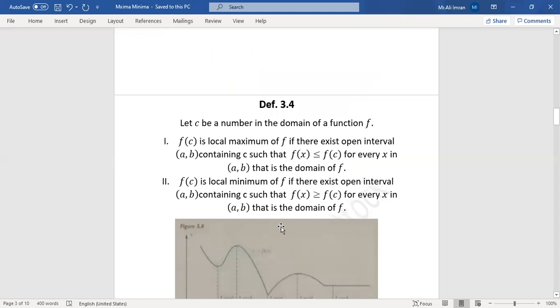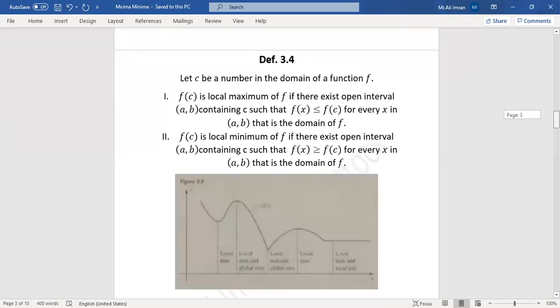Now let's see definition 3.4. This is related to local maximum and local minimum. Let c be a real number in the domain of a function f. F of c is a local maximum of f if there exists an open interval (a, b) containing c such that f of x is less than or equal to f of c for every x in interval (a, b) that is in the domain of f.